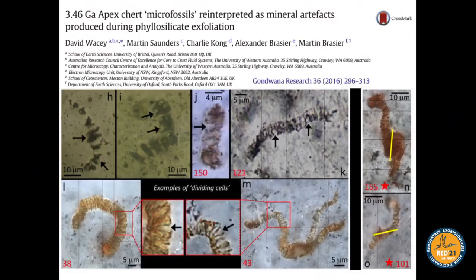This is what has been proposed by various authors: that this Apex chert microfossil is a mineral artifact produced during phyllosilicate exfoliation. So it's not a cyanobacteria fossil, but a chemical process during phyllosilicate exfoliation and hydrothermal circulation. So we have to be careful when we interpret any kind of fossil in the geological record.